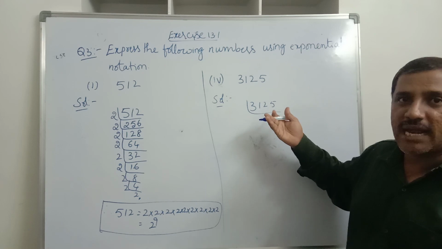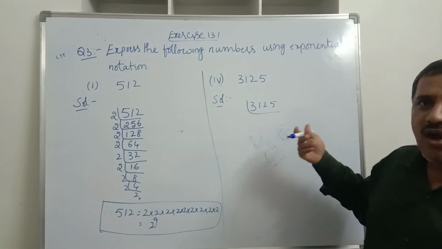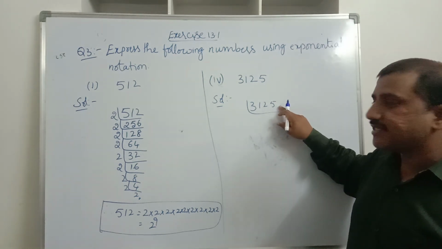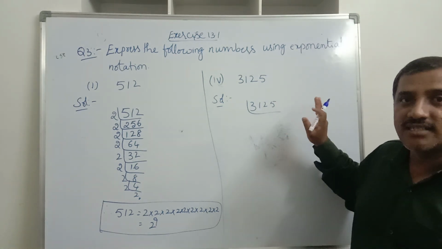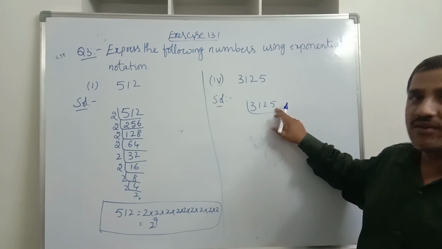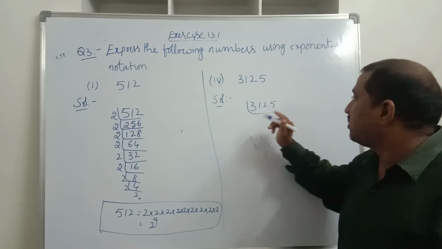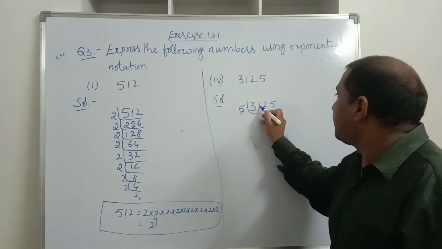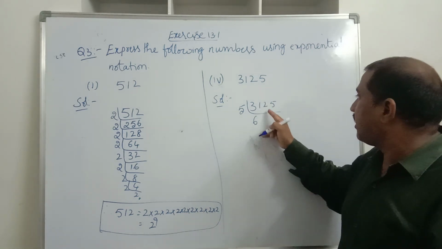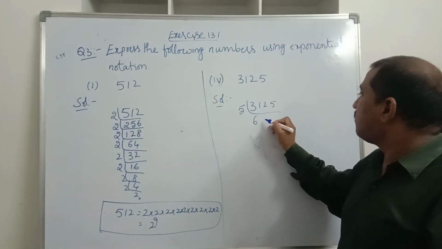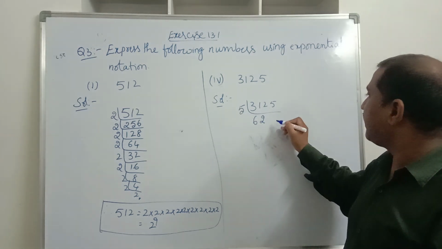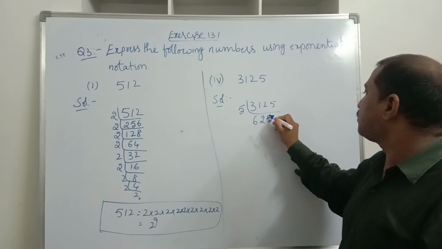Next prime number is what? 5. What is the divisibility rule for 5? If the units place digit of any number is either 0 or 5, then such numbers are divisible by 5. So here in the units place we have 5. Therefore this number is divisible by 5. So divide by 5. 31. 5 6s are 30. 31 minus 30 is 1. Then bring down 2. We get 12. 5 2s are 10. 12 minus 10 is 2. Then bring down 5. 25. 5 5s are 25.